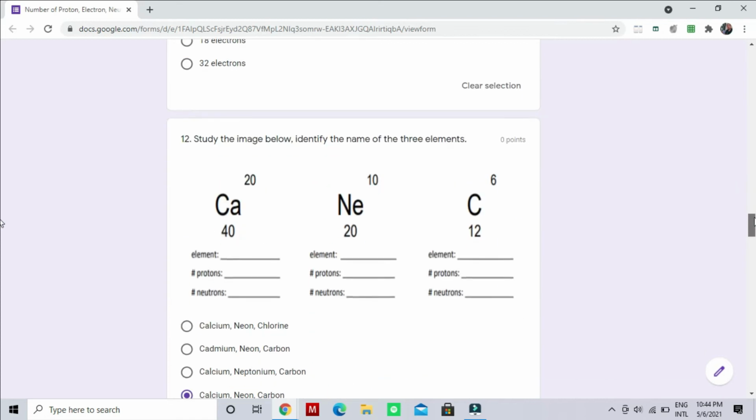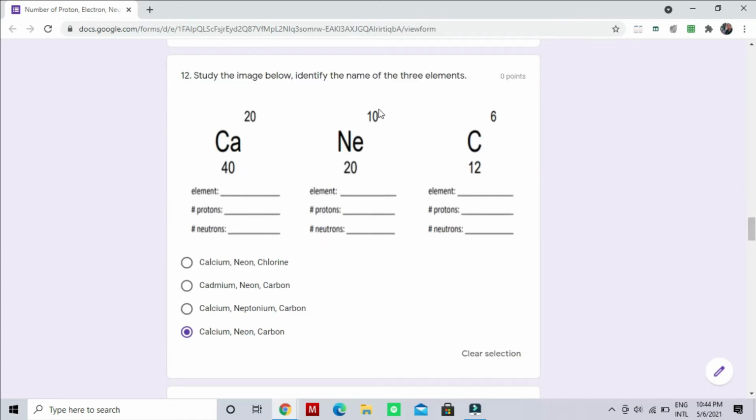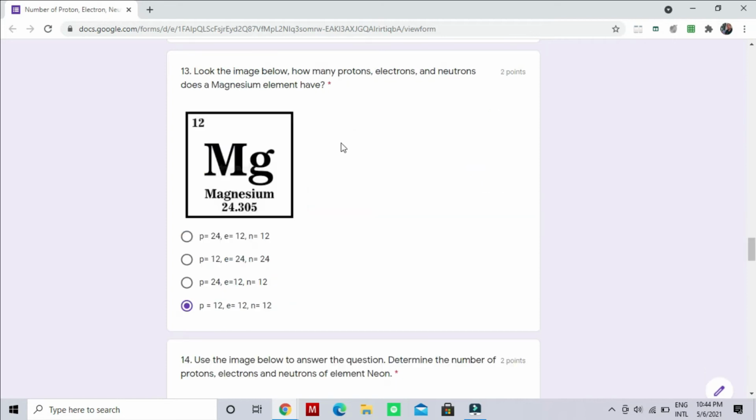Question number 12. Study the image below. Identify the name of the three elements. The correct answer is calcium, neon, and carbon. Question number 13. Look at the image below. How many protons, electrons, and neutrons does a magnesium element have? The correct answer is proton is 12, electron is 12, neutron is 12.